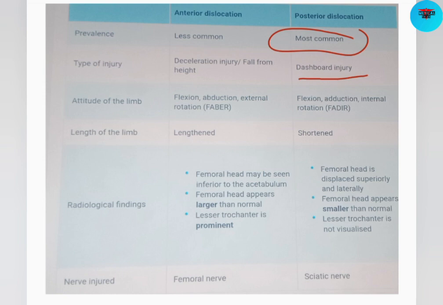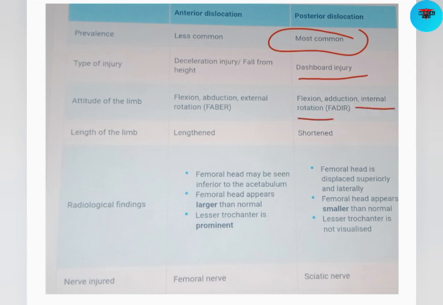So attitude of limb. When the anterior hip dislocation occurs, there will be flexion, abduction and external rotation of that leg. And in posterior dislocation, the attitude of limb will be flexion, adduction and medial rotation. Okay. So the difference is abduction and adduction, and external rotation and internal rotation. So in posterior dislocation there will be flexion, adduction and internal rotation of the limb.